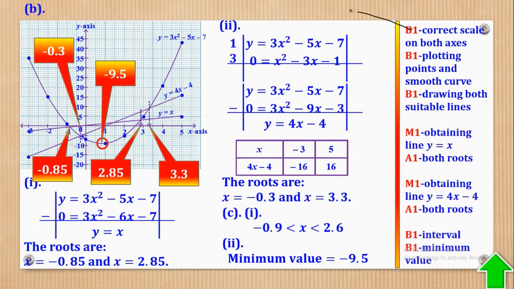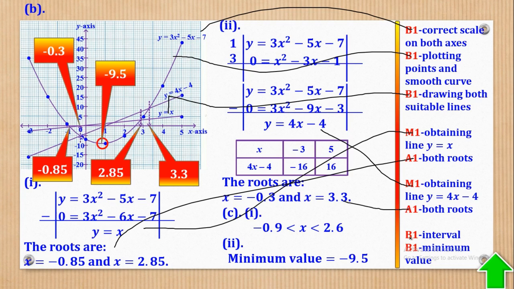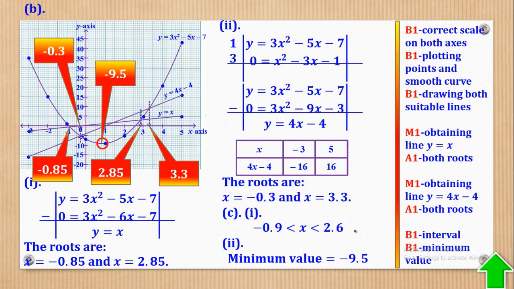So B1 for the correct scale on both axes, B1 for plotting the curve, plotting points and smooth curve, B1 for drawing both suitable lines, then M1 for obtaining y equal to x, A1 for both roots, which are these ones, M1 for obtaining y equal to 4x minus 4, A1 for both roots, B1 for the interval, B1 for the minimum value.